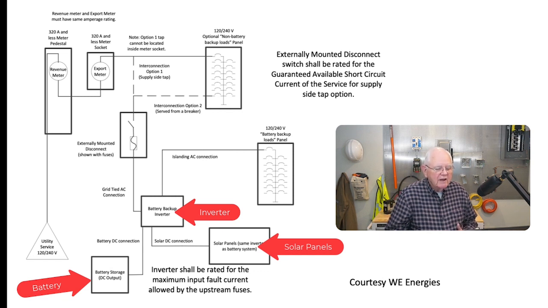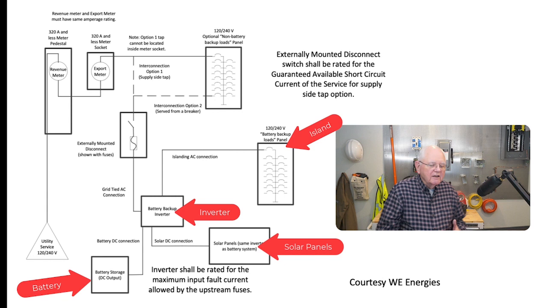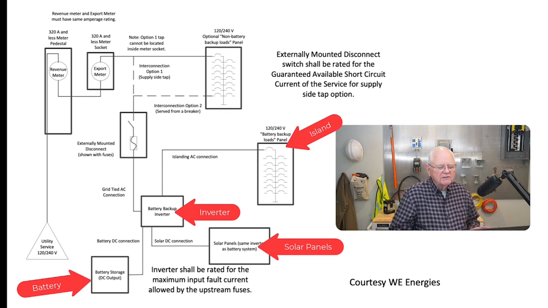If I go straight up to the top, I see something called islanding AC connection. That's called island mode, and it's defined in the NEC, primarily in solar photovoltaic systems, but anyway, it's defined in Article 100. Article 100 tells us that in island mode, we're just supplying, for example, this 120 volt battery backup loads panel on the right-hand side. That's all that's being supplied by the inverter in this case.